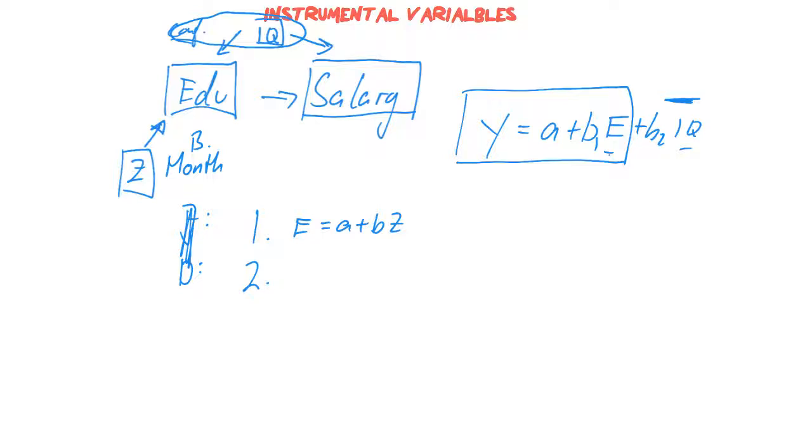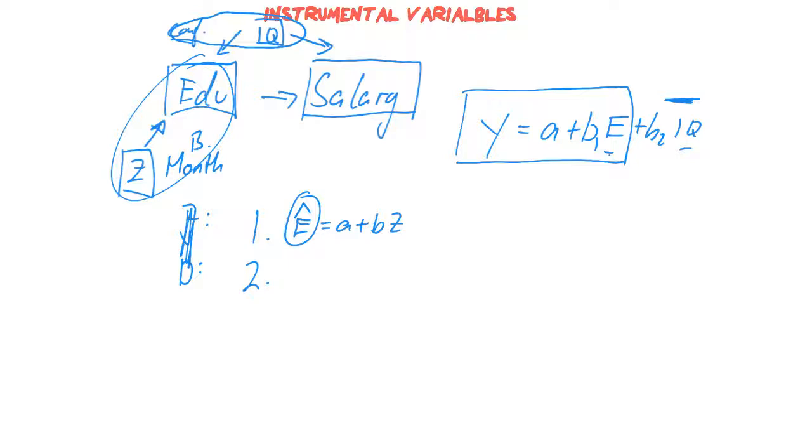From this, you will get an estimate. You can predict how much education a person will have given the month they were born. So let's say that's an estimate of education. So the first step is to take the relationship between the instrument and the treatment and estimate that relationship. You can then predict the values of the treatment given the instrument.